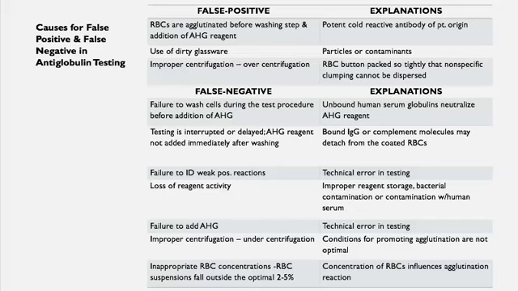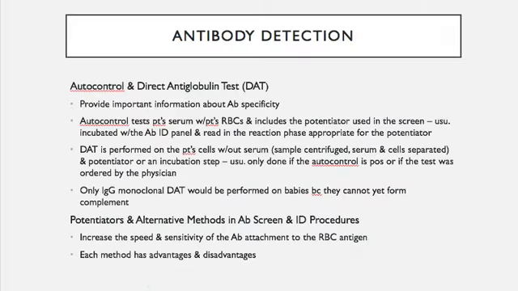And then inappropriate red cell concentrations. So when we make our red cell suspensions, they should be between 2 to 5%. So if your red cell suspension is not made correctly, the concentration of those red cells influences that agglutination reaction. So that's why we want it in that optimal 2 to 5% range.